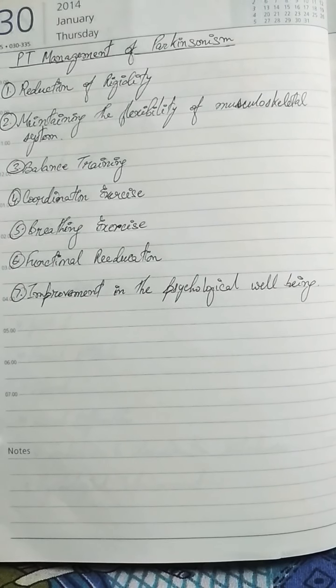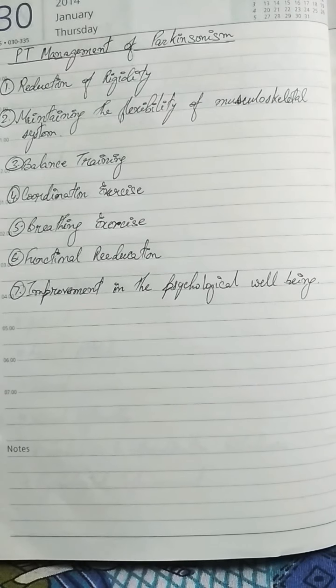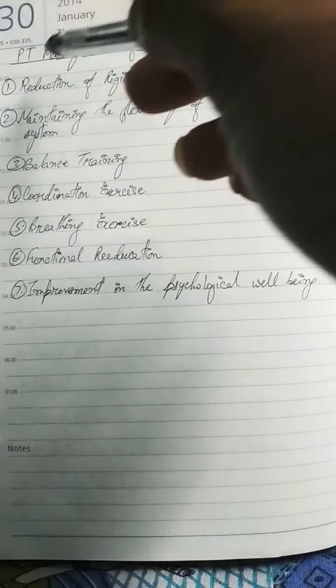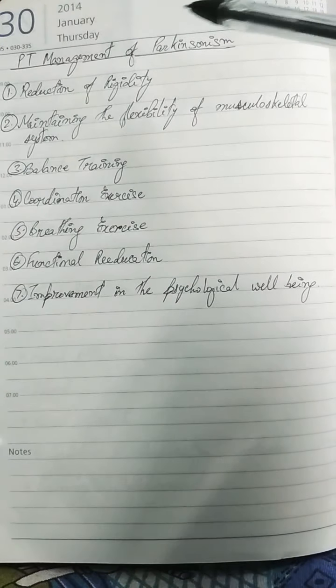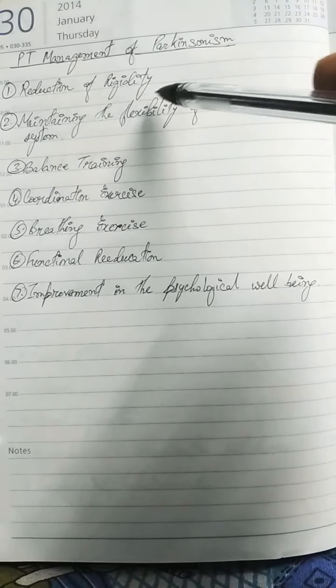In the last class, I described in detail Parkinsonism and its clinical features, and today's class will mainly focus on the physiotherapeutic management, that is the PT management of Parkinsonism. We have classified the PT management of Parkinsonism under basic 7 points. Number 1 point is reduction of rigidity.